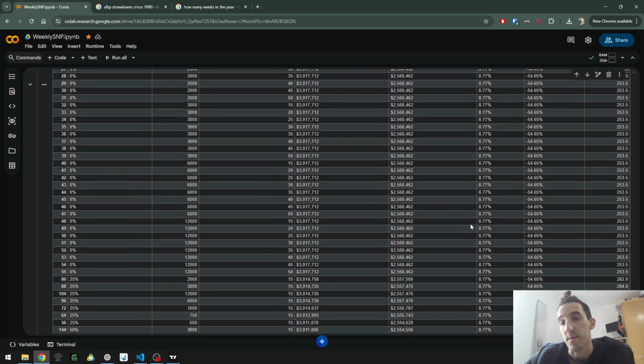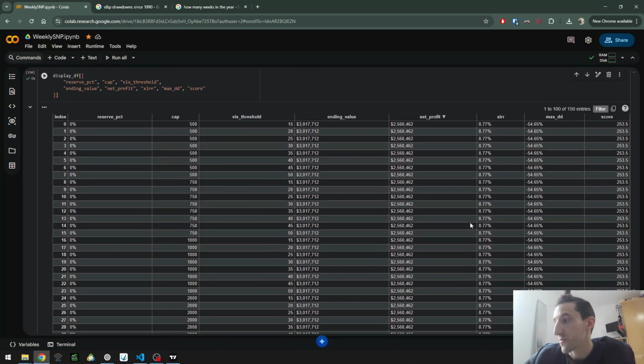Maximum drawdown is 55%. Yeah, the global financial crisis would have been very, very stressful. But yeah, in 35 years, that's the data.